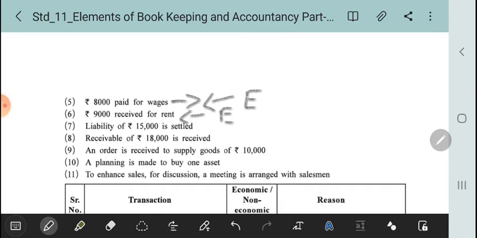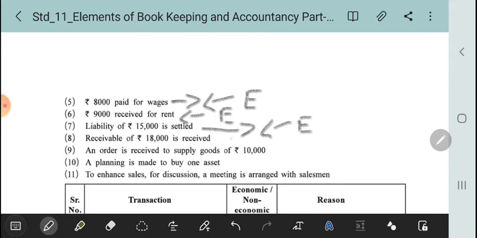Liability of 15,000 is settled. Liability means we have to give the money. Okay, someone is our creditor and we have to give them money, so money will be paid to him. Okay, and if the person is asking us for money, then we have definitely taken some services from him. Okay, so we have definitely taken services from him and we have to pay for it as a liability of rupees 15,000. So there is a transaction. Okay, we are paying it and we also got the services from that particular person. Okay, so it is an economic transaction.